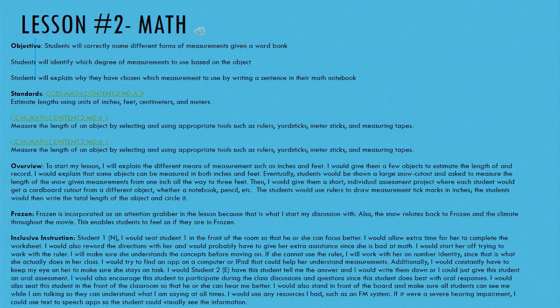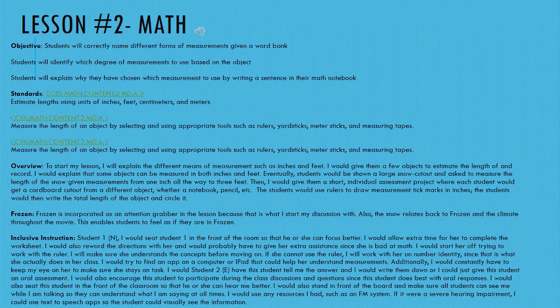My math lesson was on measurements and data. The theme is Frozen. The standards for measurement and data for second grade states that students will learn how to determine whether to use inches or feet and which tool is most appropriate to use. Students will have to measure different objects and indicate why they chose to use inches over feet, for example.